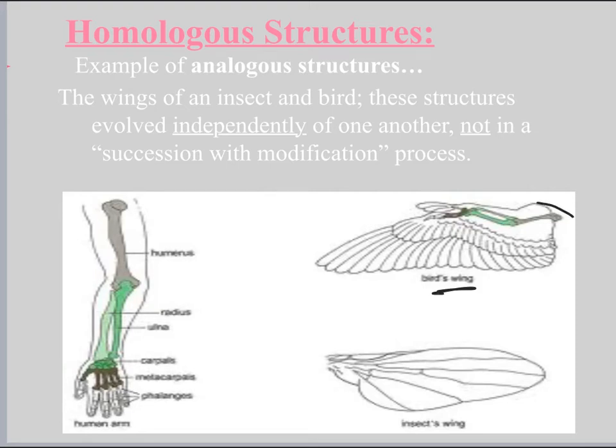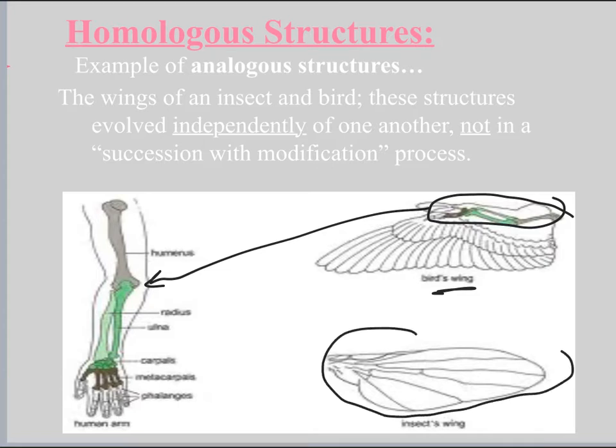The bird wing actually is semi-similar to the human arm within its internal structure, which could indicate a homologous structure, whereas the insect wing doesn't even have bone structure. It's got nothing, okay? So bird wing and insect wing, they're designed for the same thing. They're designed for flight, but they evolved independently of each other because they don't share that common internal anatomy.